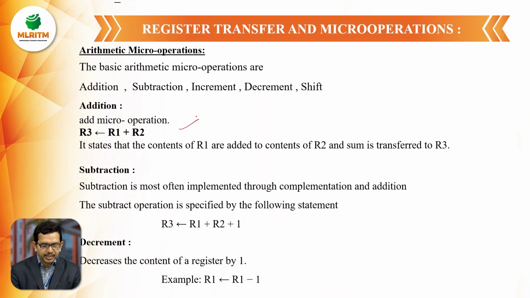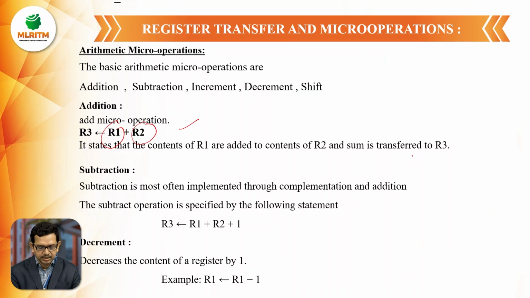If you see here, for the addition operation, we have taken two registers R1 and R2. R1 contains some bits of information and R2 contains some bits of information. We add the data of these two registers and transfer the result to another register, which is R3. It states that the contents of R1 are added to the contents of R2. R1 is one register and R2 is another register, and they contain some data. Once the addition operation is applied on these registers, the result is stored in R3, a third register.